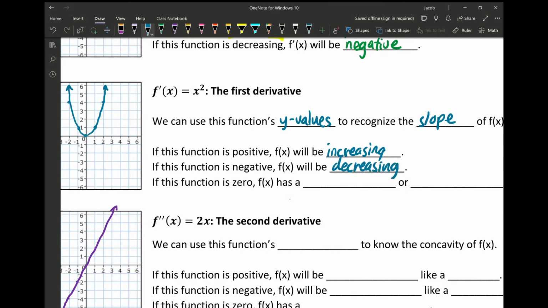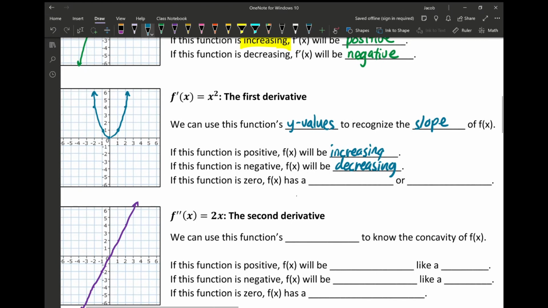So now that we have all these relationships, there you can see the can of worms opening up. So if this function is 0, which it is right here, so the y value is 0, that's what these are referring to. If these y values are positive, negative, or 0, then this happens. F of x has a what?